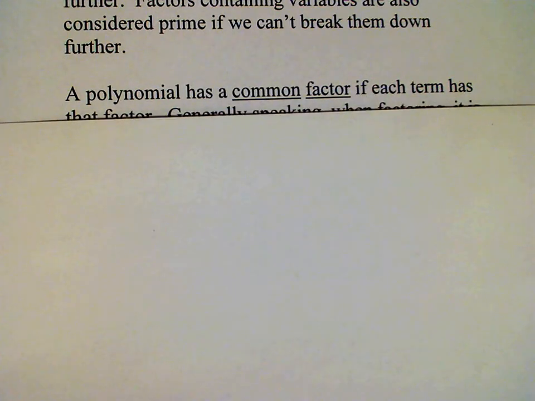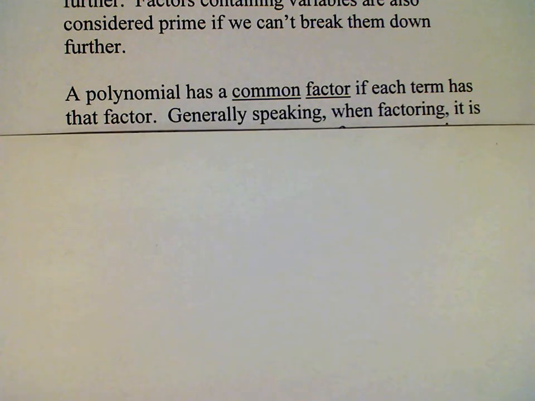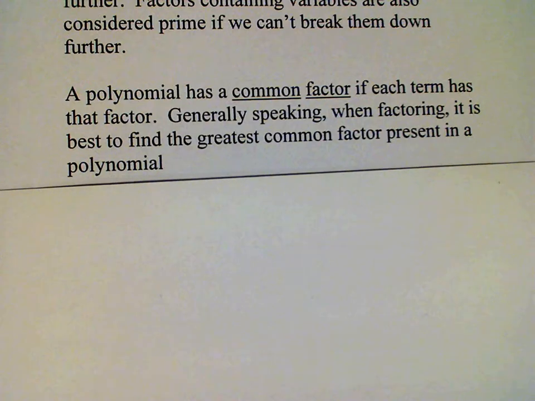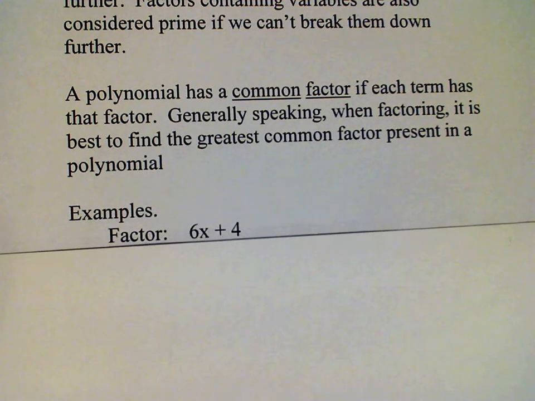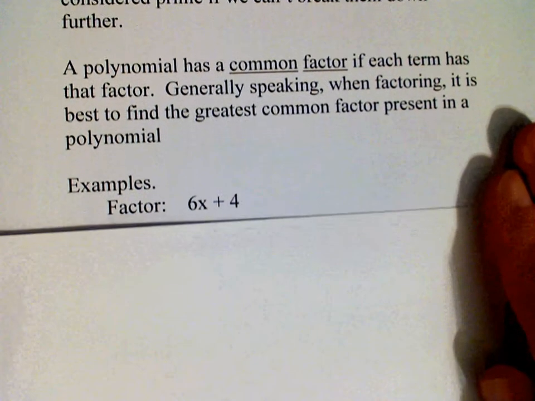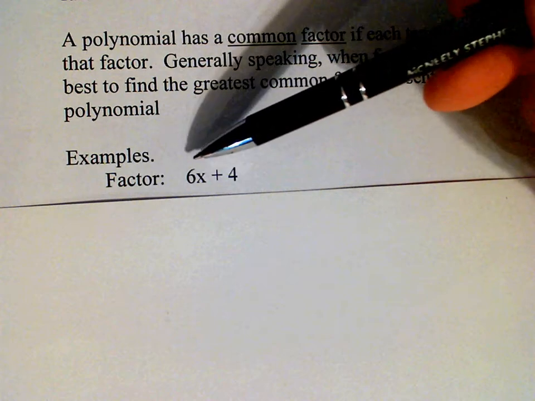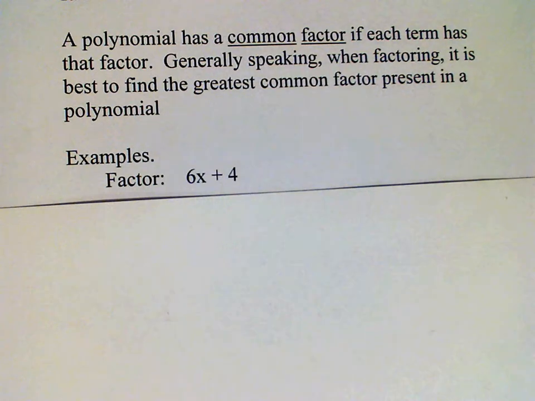A polynomial has a common factor if each term has that factor. And this is the first thing that we should look for when factoring a polynomial. There may be other ways to factor, but the common factor is the first thing that we should look for. So we'll start with a simple example, 6x plus 4. And we can see that because both of these numbers here are even, the polynomial has 2 as a common factor.